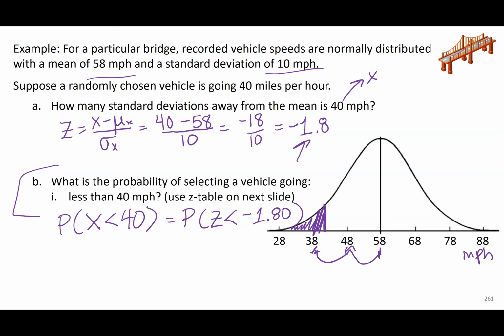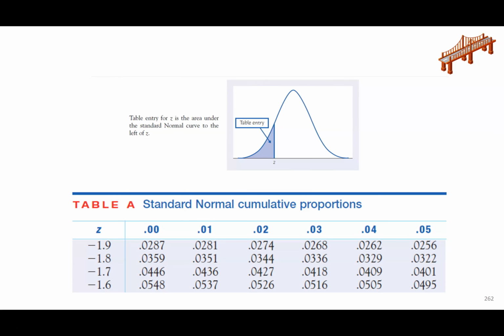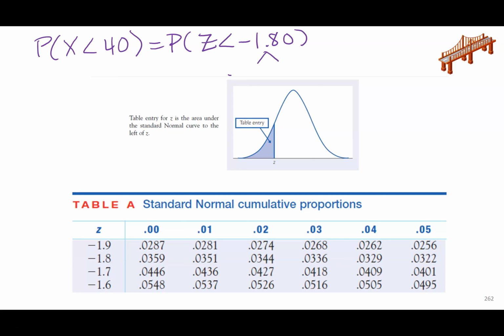And I will go to the next slide because I actually have a table on there. So probability x is less than 40 is the same as probability z is less than negative 1.80. I'm going to split this into negative 1.8 and 0.00.